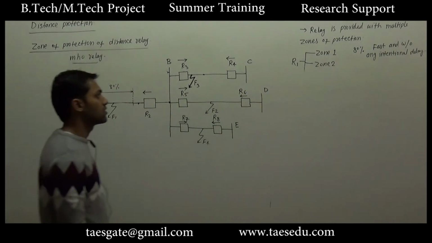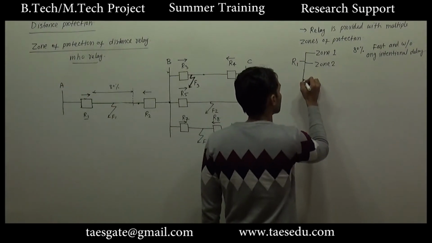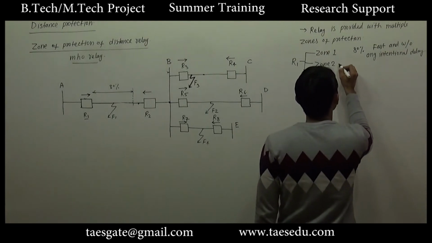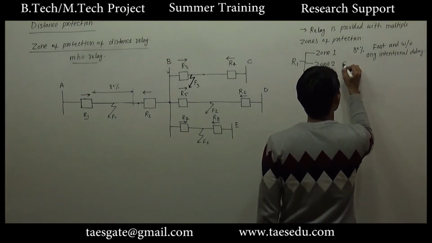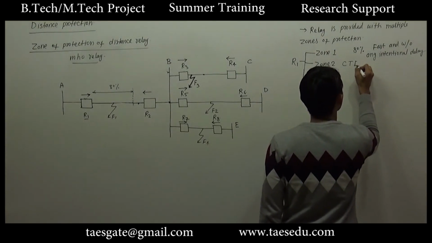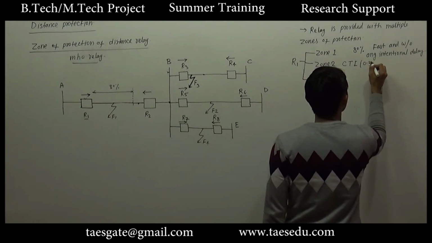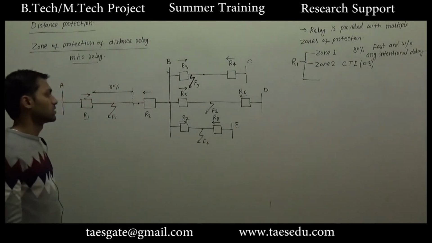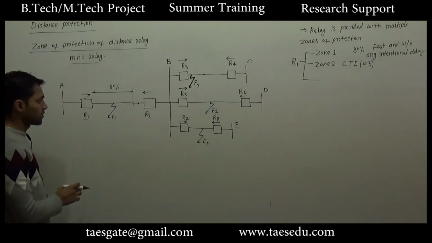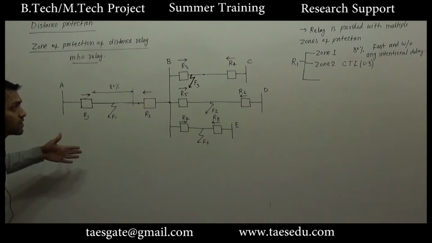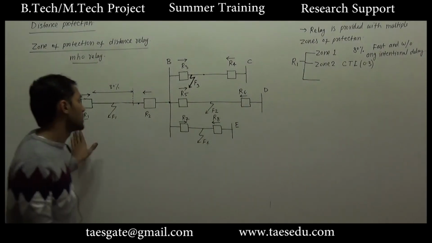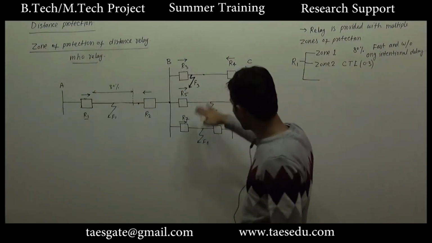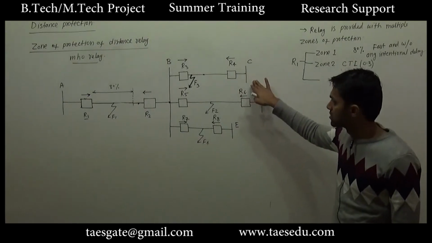Now coming to the zone 2 protection of relay 1. The zone 2 protection will start after a coordination time interval only. This will be started after 0.3 second only, as there will be 3 zones of protection for R1. Similarly, for all other relays there will be 3 zones of protection.